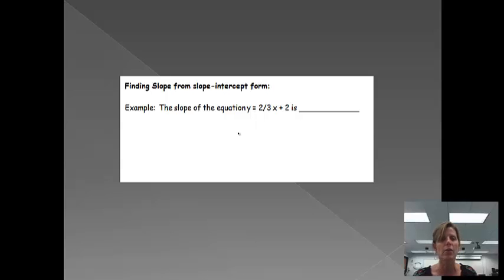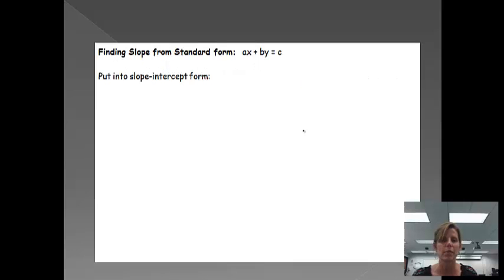All right, so a few examples here. If I want to find the slope of the equation given a line, you'll notice this one's in slope-intercept form, so I know that m is the slope and it's always right next to the x, so my slope is simply 2/3. Pretty simple.